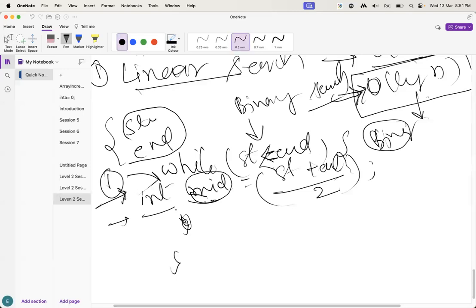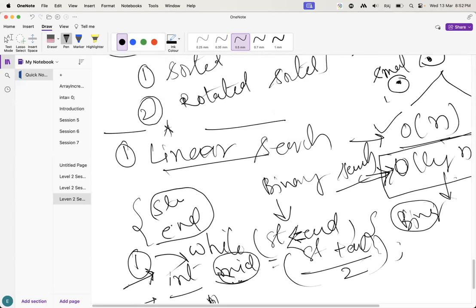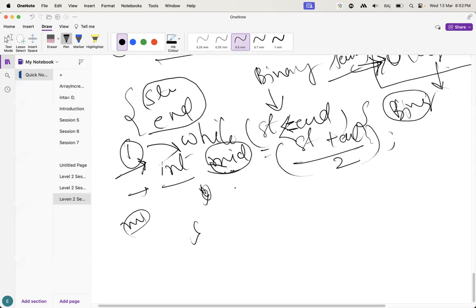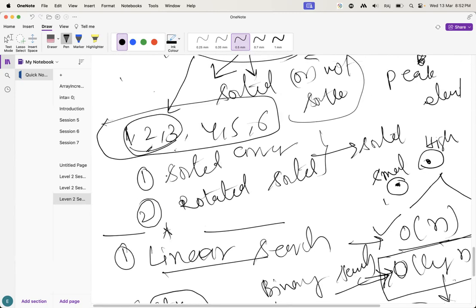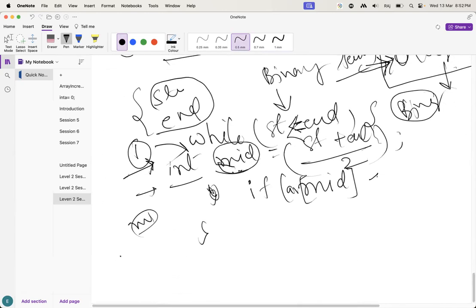Okay, guys. Next, what do we have to do? How do we know which side the element is on? It is already rotated, but we have to find the element. How are we going to do it? First, we are going to check the mid element, array of mid, with mid plus 1. Why do we need to check with mid plus 1? Guys, tell me one thing.